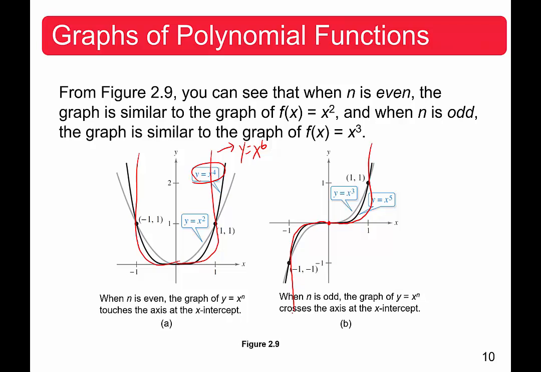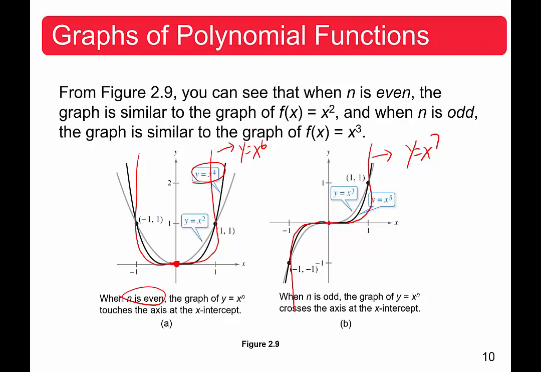Something like that. You can label this y equals x to the 7th. And that gives you some idea of how these odd powers, or even powers, behave. Another important characteristic is for the even powers: when n is even, the graph of y equals x to the n touches the x-axis at the x-intercept. This is the x-intercept, so it touches it, but does not cross it.